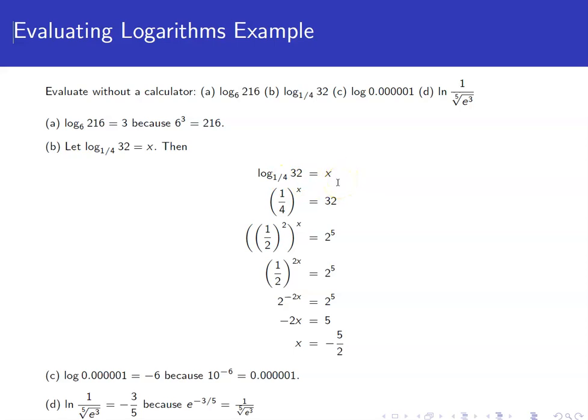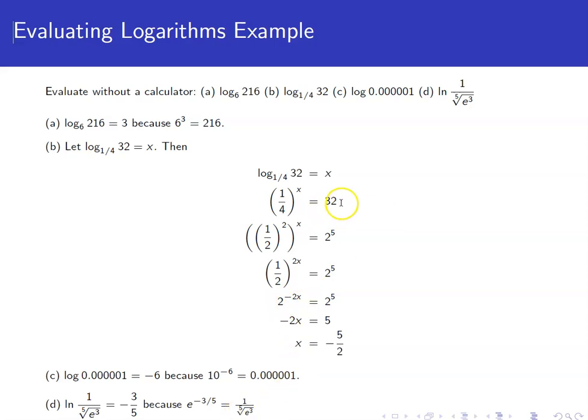Rewriting this in its equivalent exponential form, the 1/4 is the base, the x is the exponent, the answer is the 32. So we get 1/4 raised to the x power equals 32. And now we notice that we can get both sides as a power of 2. Working on the left-hand side, 1/4 is the same thing as 1/2 squared. We can multiply our exponents to get 1/2 to the 2x. And then the reciprocal here, we can take the negative instead and make it 2 to the negative 2x.